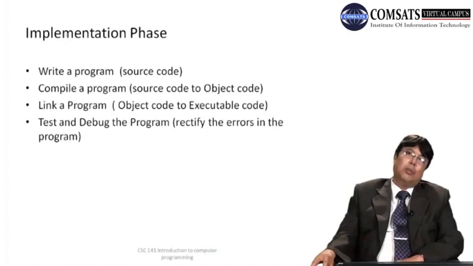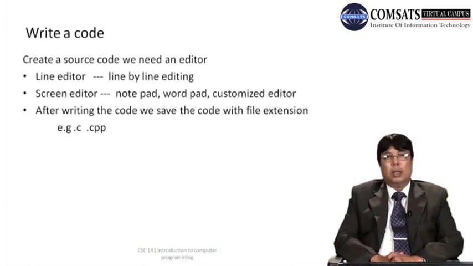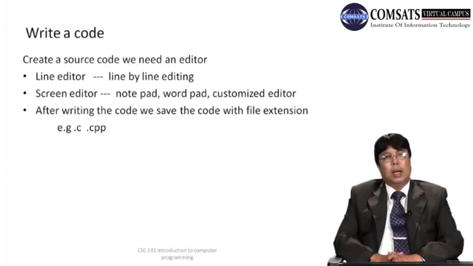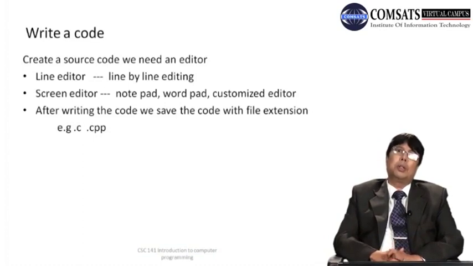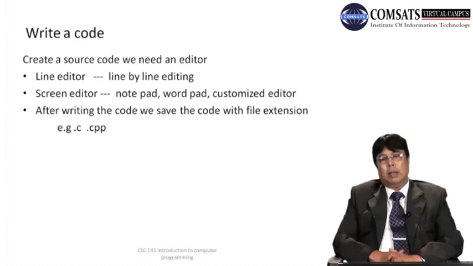So let us discuss these 4 steps. Write a code. This is step number 1 of phase 2. लेकिन अगर हम प्रोग्रामिंग के स्टेप्स की बात करें तो this becomes the step number 3. Create a source code. We need an editor. We used to have 2 types of editors. Historically, we used to have the line editors, where we perform the editing line by line.